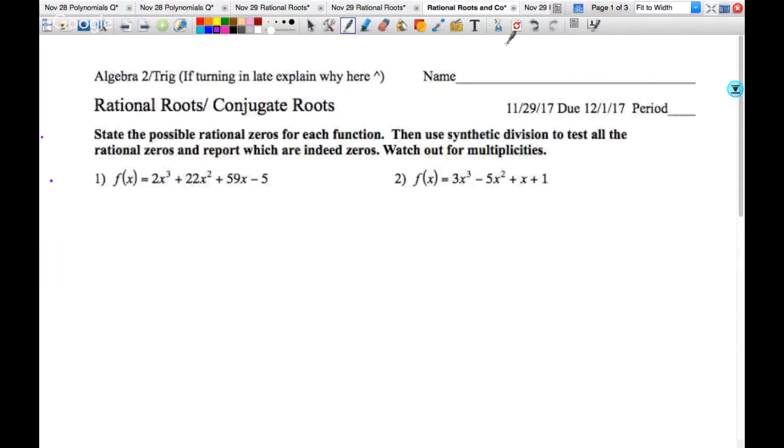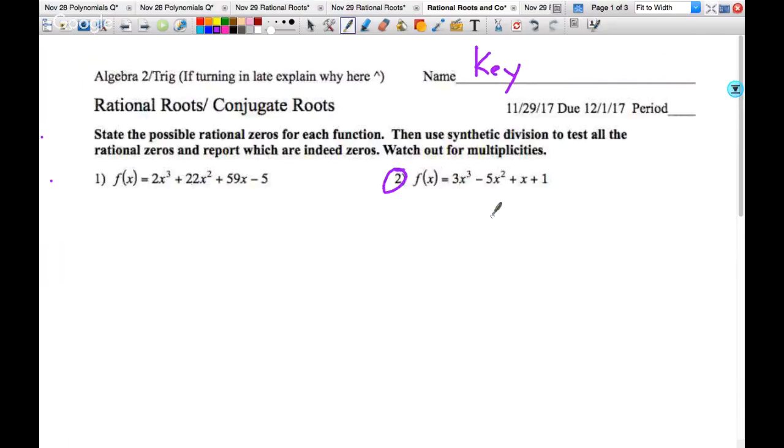All right, this is going to be the key for our homework on rational roots and conjugate roots. I'm going to do 2 of these problems. Hopefully that'll be a good start to help you do the other 4. I will start with problem number 2.